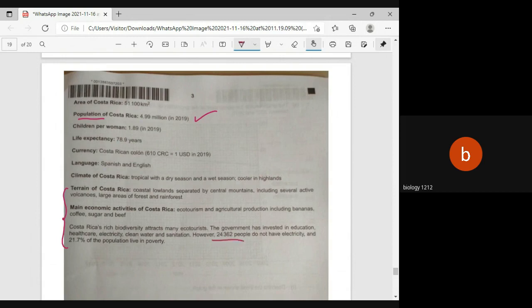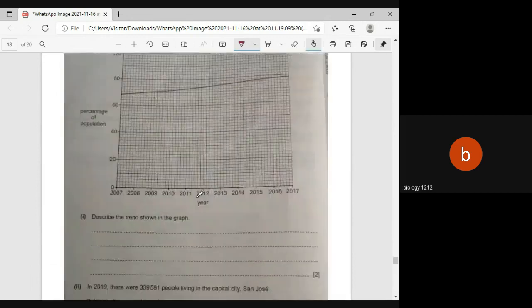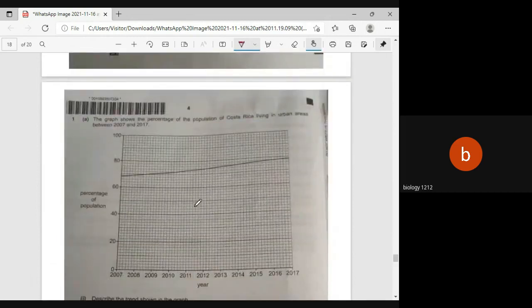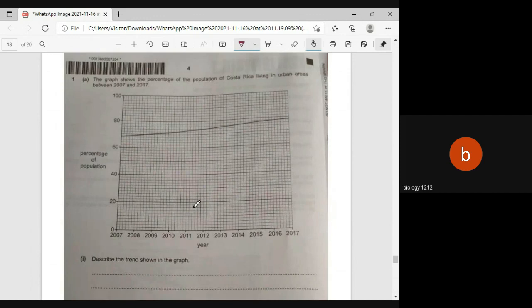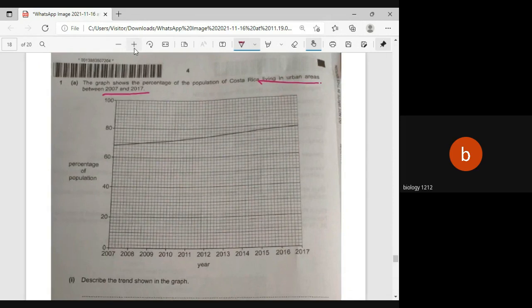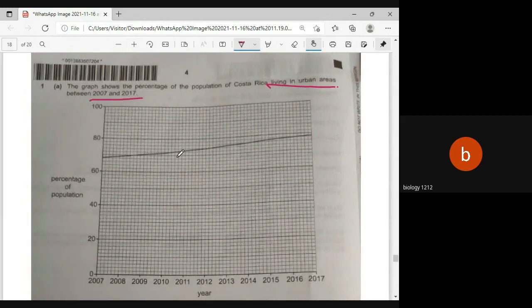After following this, we are going to go only with the keywords. You can form your own sentences, and we look for the keywords which are very important according to the key here. Let's see the first question. The graph shows the percentage of population of Costa Rica living in urban areas from 2007 to 2017. I'll just zoom this. I hope you're able to see.